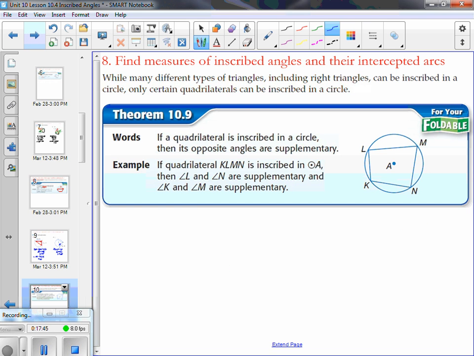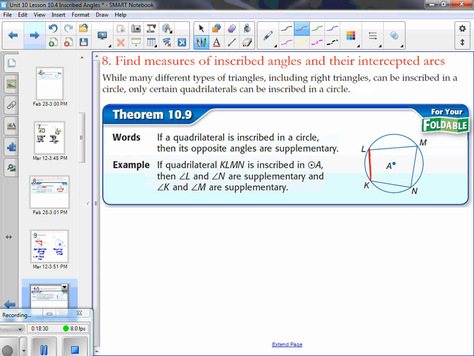Okay? Now, we said something about quadrilaterals as well. It says, while many different types of triangles, including right triangles, can be inscribed in a circle, only certain quadrilaterals can be inscribed in a circle. Okay? Because you can make any shaped triangle inscribed in a circle that you want to. All right? But not so much with quadrilaterals. If a quadrilateral is inscribed in a circle, then its opposite angles are supplementary. Opposite angles, not congruent, not a parallelogram. Opposite angles are supplementary. And I can show you why. This isn't a proof, but this is just here's why.